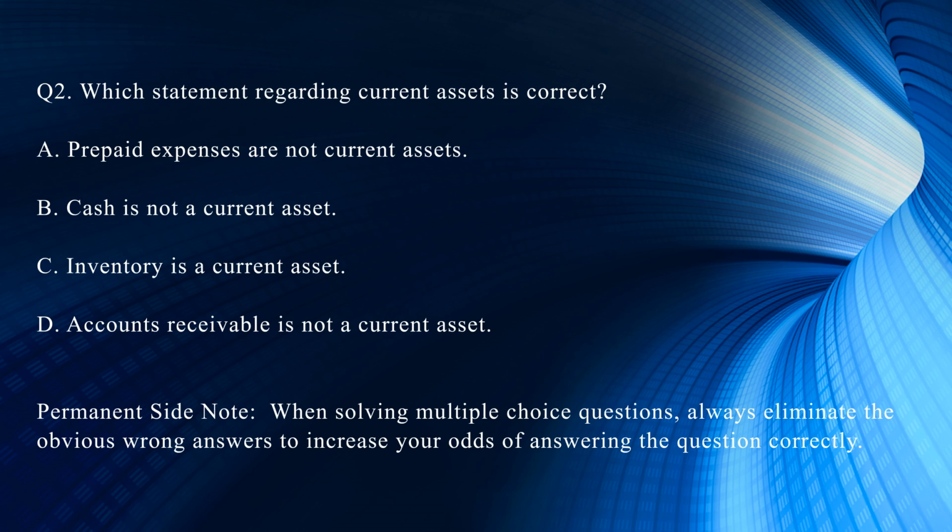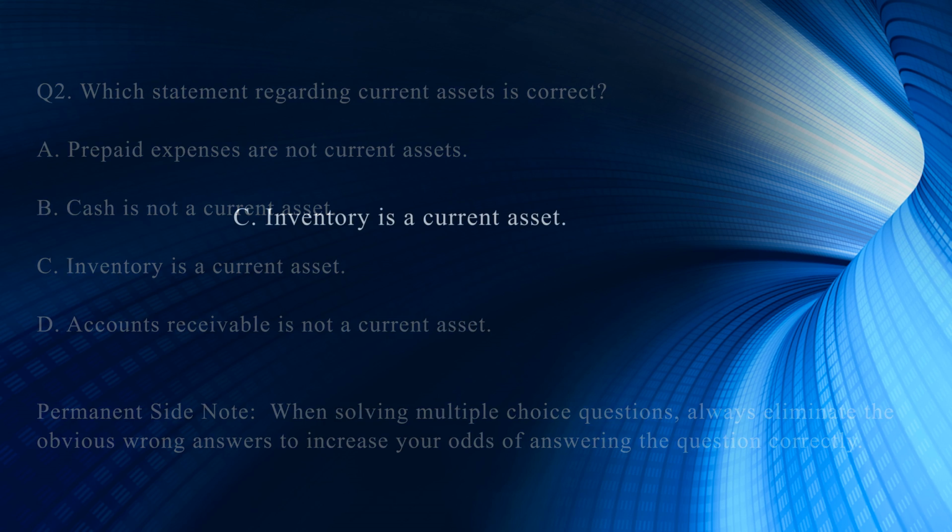B. Cash is not a current asset. We know that cash is the most liquid current asset on the face of the earth. So cash is definitely a current asset. So we could eliminate B. C. Inventory is a current asset. Ding, ding, ding. Inventory is a current asset because it is products that we sell to customers that can be readily converted into cash within a 12-month period. We don't even need to go to D because with C, we came across the correct answer. So we'll move on to the next question.